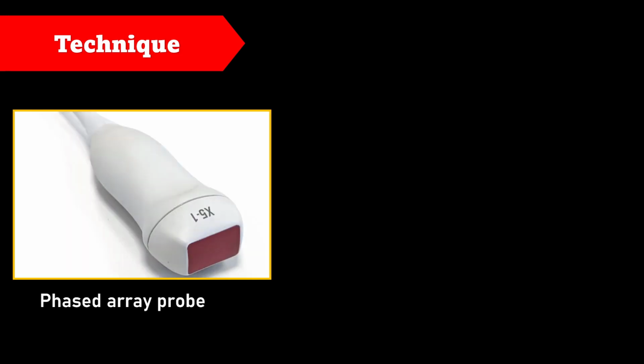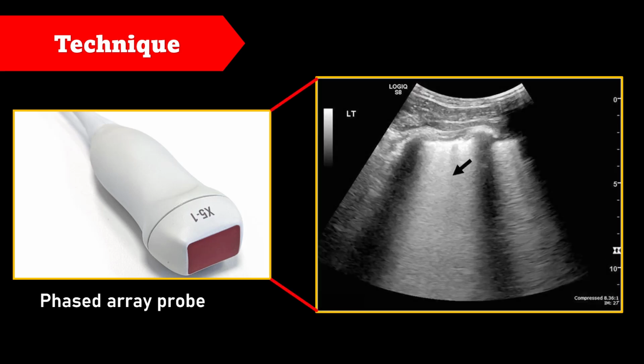We can use the lower frequency probes like the phased array probe that is used in echocardiography. This gives a better penetration but a lower resolution. So you can see here that we have a lower visualization of the pleural lining. But we can see here that we have a thickening of the pleural lining, and we can see an artifact here that's called B lines or confluent B lines. That indicates there is an air fluid interface.